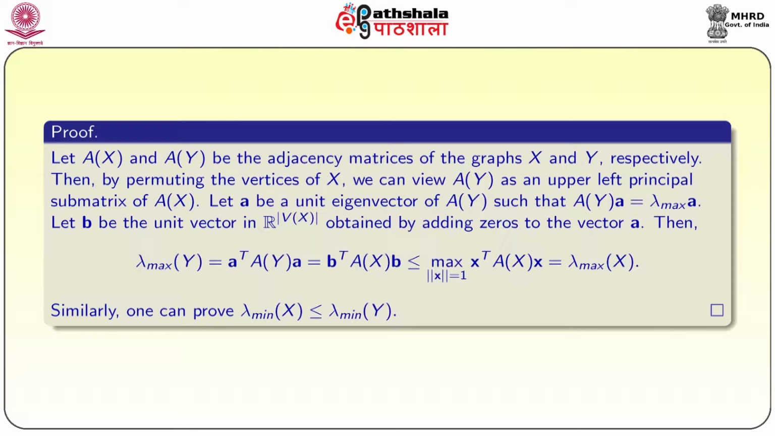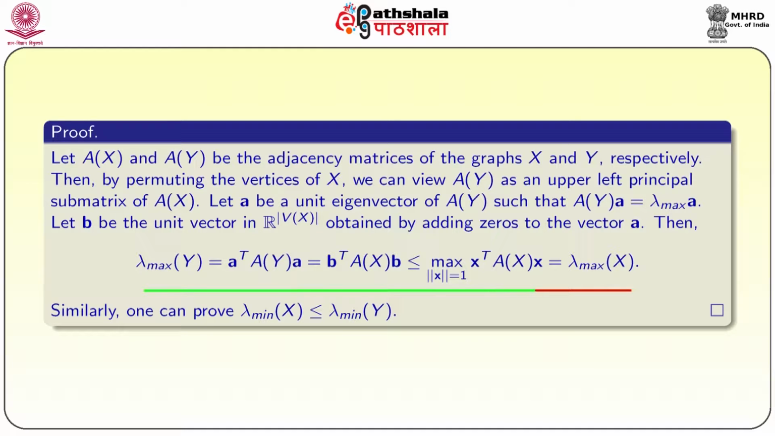Let b be a unit vector in R to the cardinality of V of X, that is, the number of vertices in X, obtained by adding zeros to the vector a. Then lambda maximum of Y is equal to a transpose A of Y a, which is equal to b transpose A of X b. These two are equal because b is obtained from a by appending some zeros.